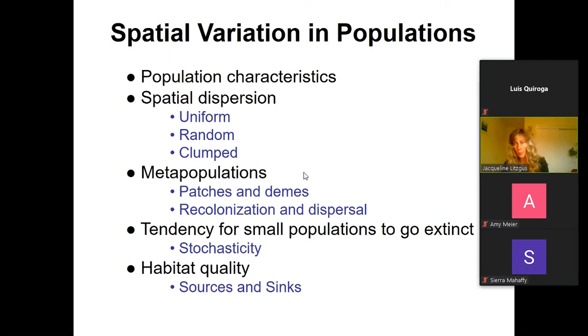Random is where any particular spot on the landscape is as equally likely as another spot on the landscape. Pretty rare in nature because it assumes that everything is the same on the landscape, which is not always the case. And then clumped, which of course is the more common one, and this is where individuals tend to be clumped together around certain resources, for example. And so you then have clumps of individuals in this area in the environment and another clump of individuals over here, and then there's gaps in between where you don't have as many individuals.